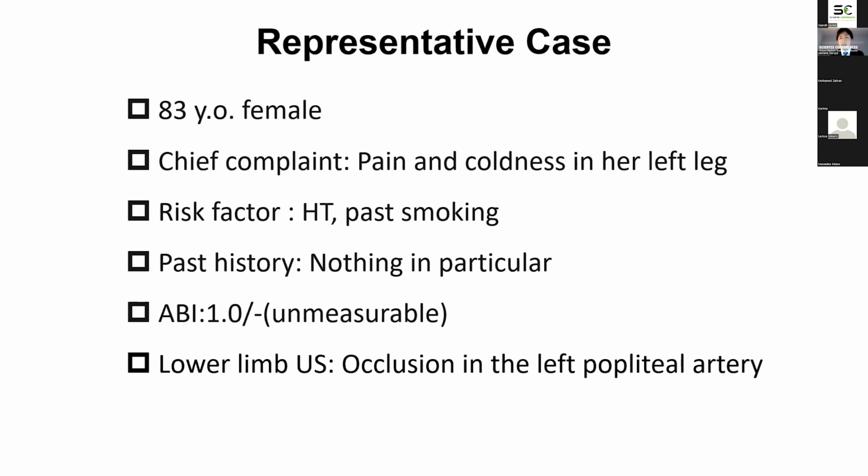She had some risk factors such as hypertension and past smoking, and nothing in particular in her past history except for the hypertension and past smoking. ABI in her left leg was unmeasurable, and ultrasonography showed occlusion in her left popliteal artery. The Doppler was inaudible in her left leg, and her sensory function was slightly injured.